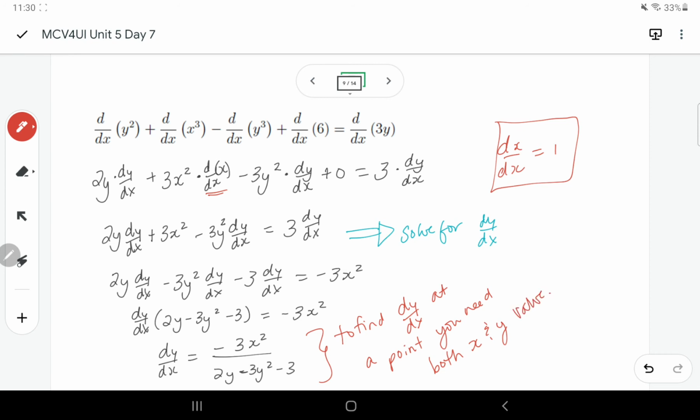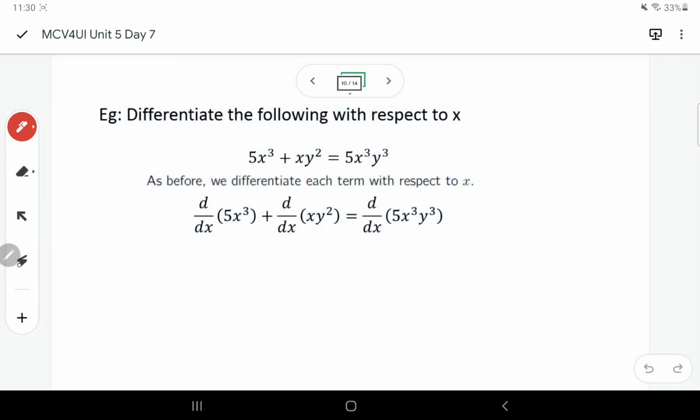Not just the x value like we do when we have a function that's defined explicitly. So similar kind of question here. We've got this other relationship, 5x cubed plus xy squared plus 5x cubed y equals 5x cubed y cubed. So we're going to take the derivative of each term with respect to x.